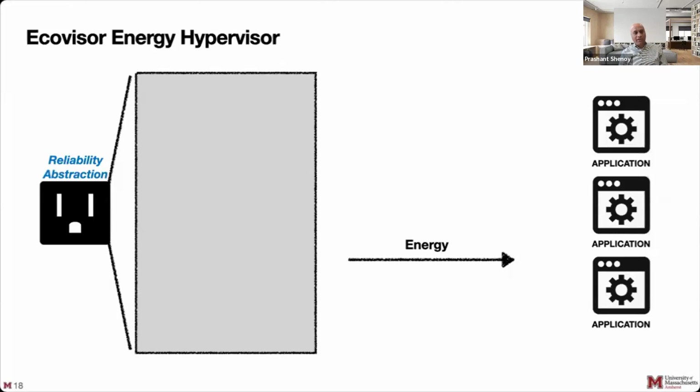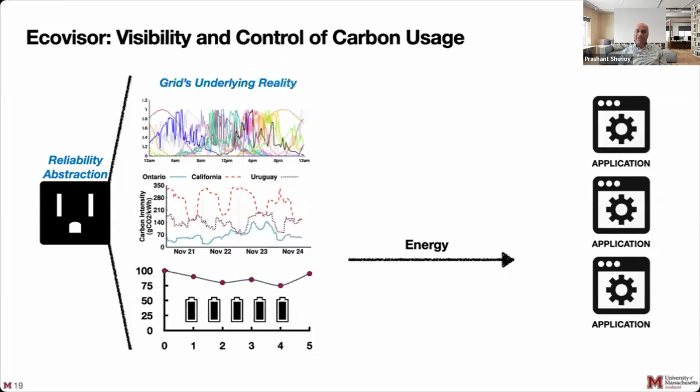Okay? Now, what EcoVisor does is it breaks this simple reliability abstraction and tries to expose the grid dynamics to applications so that they can use them for performing carbon optimization. Okay? The first thing you need to expose is not just that you have electricity supply, but how green that electricity supply is. So you need to expose the carbon intensity of electricity and perhaps future forecasts. And those are the top two curves there, which show where the electricity might be coming from, what kind of carbon intensity it has at any given time, and so on, as well as other types of grid resources like storage that might be present nearby.